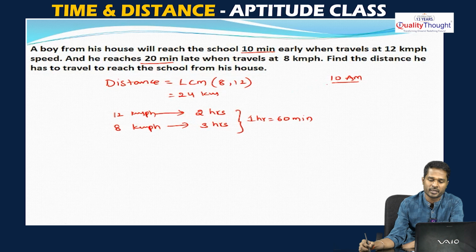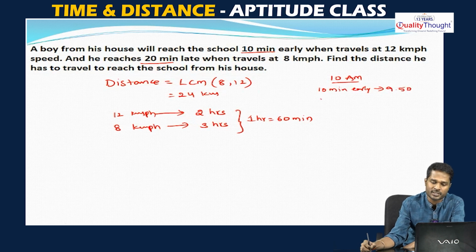Okay. First, what he did: 10 minutes early. 10 minutes early means, if office timing is at 10 o'clock and he reached 10 minutes early, he reached at 9:50 only. And in the second case he reached 20 minutes late, which means he reached at 10:20.